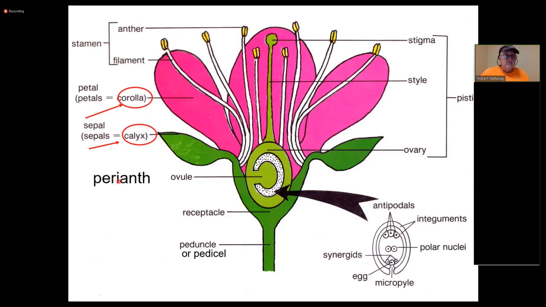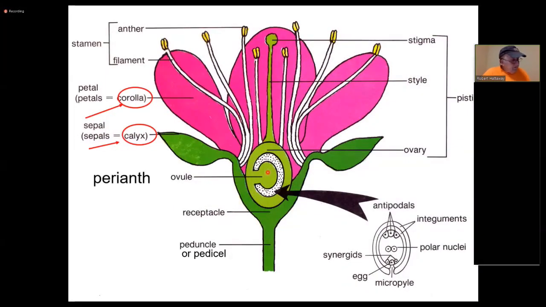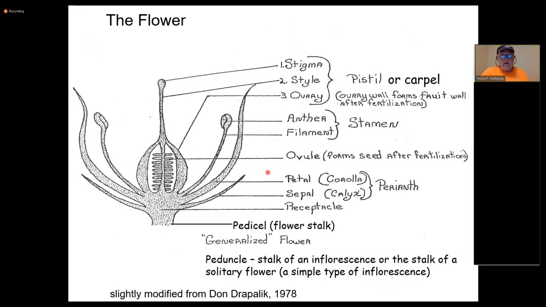For all of the sterile whorls of sporophylls, the sporophylls that no longer contain any spores, and the spores in the stamen are located here. The spores in the female are located here. I think I'm about ready. So the stamen is a microsporophyll and the pistil is a megasporophyll. And we'll revisit that too.